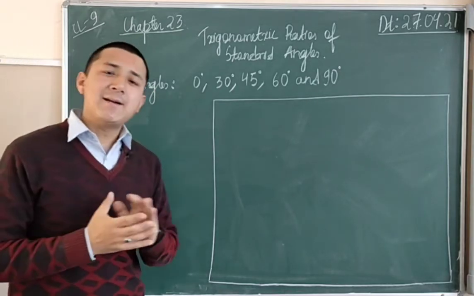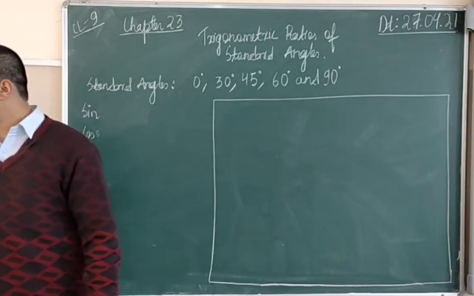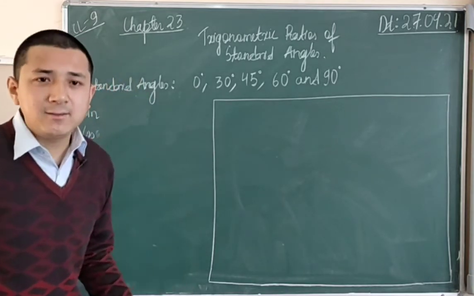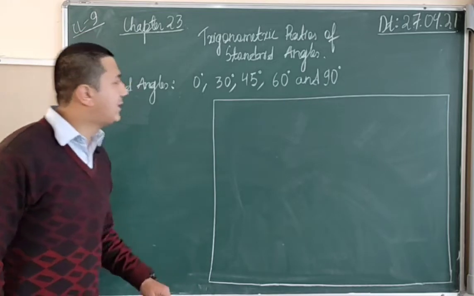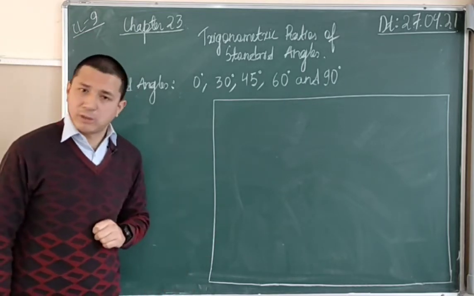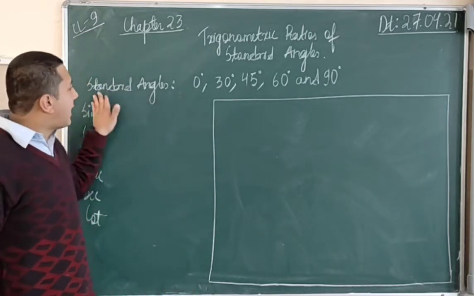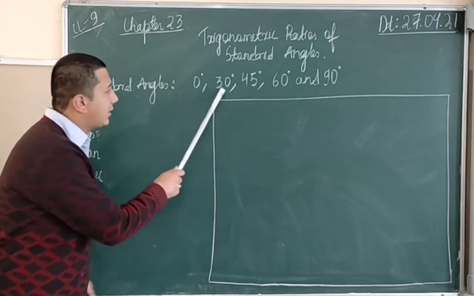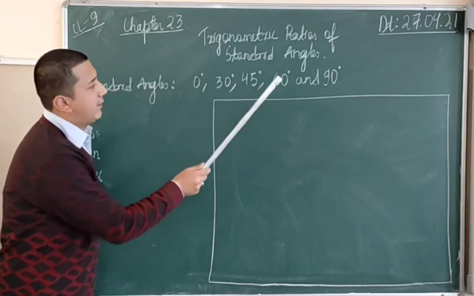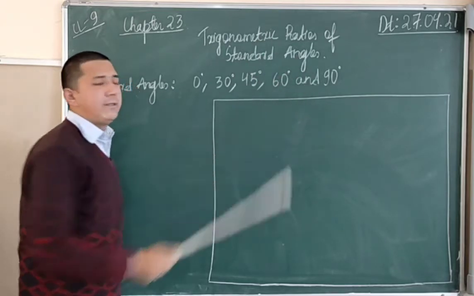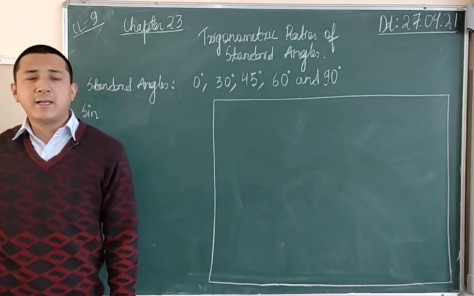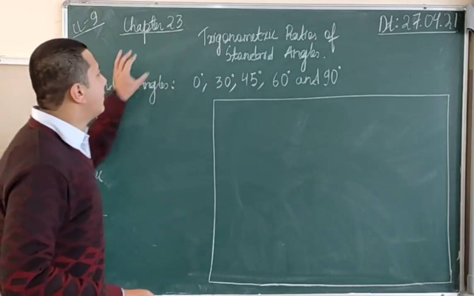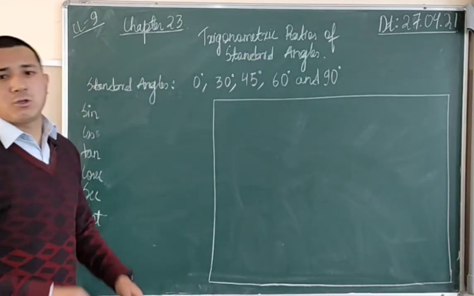Now what are standard angles? What exactly are standard angles? In trigonometry, we basically have 5 standard angles. Which are the standard angles? 0 degree, 30 degree, 45 degree, 60 degree and 90 degree. So these 5 angles are known as standard angles in trigonometry.